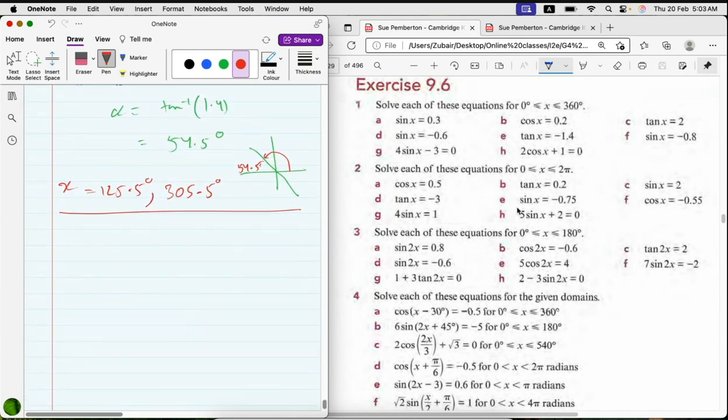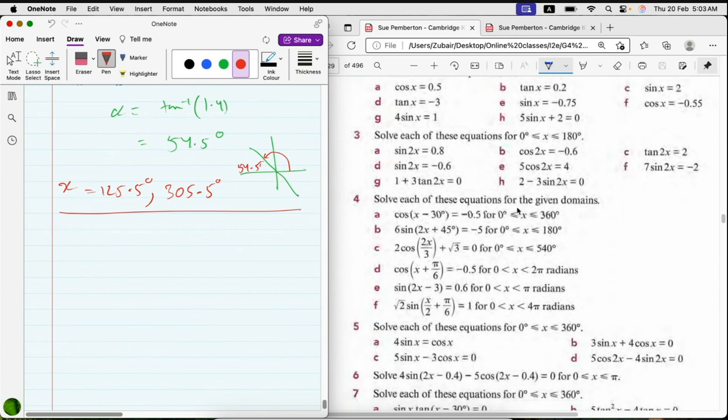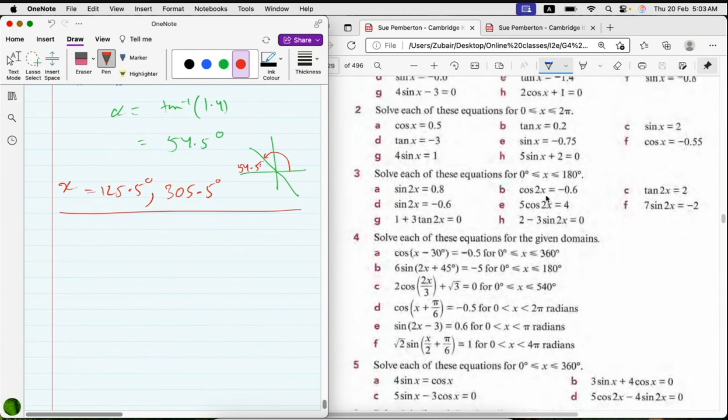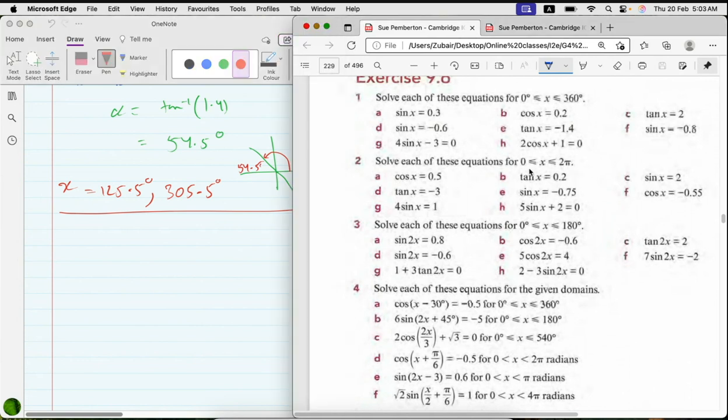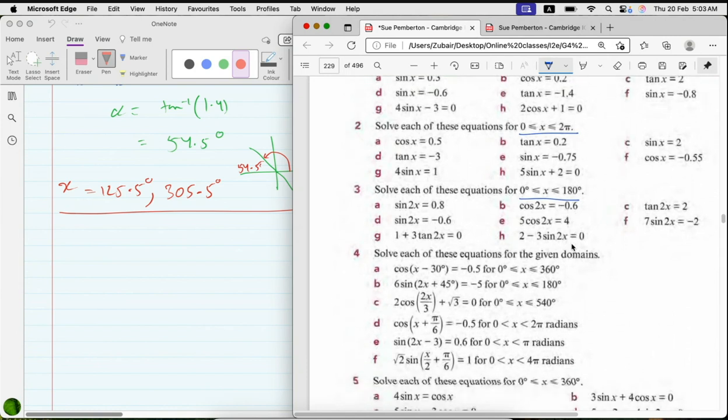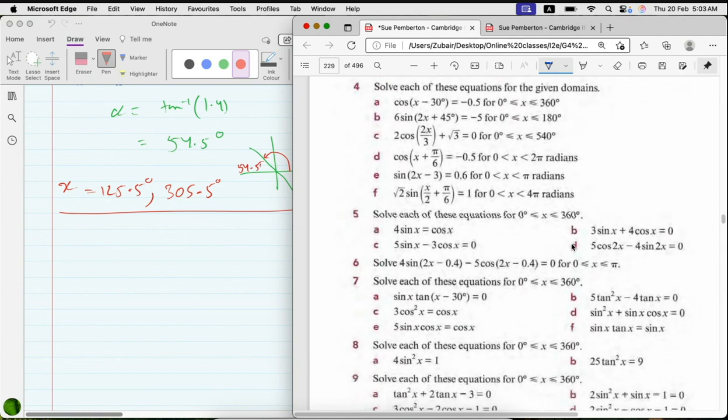In a similar way, question 2, and in a similar way, question 3. The only difference is the domain. For question 2, the domain is in radians. For question 3, the domain is up to 180 degrees. Let's try some from question number 4. It says solve each of the following equations giving an answer for the domain.